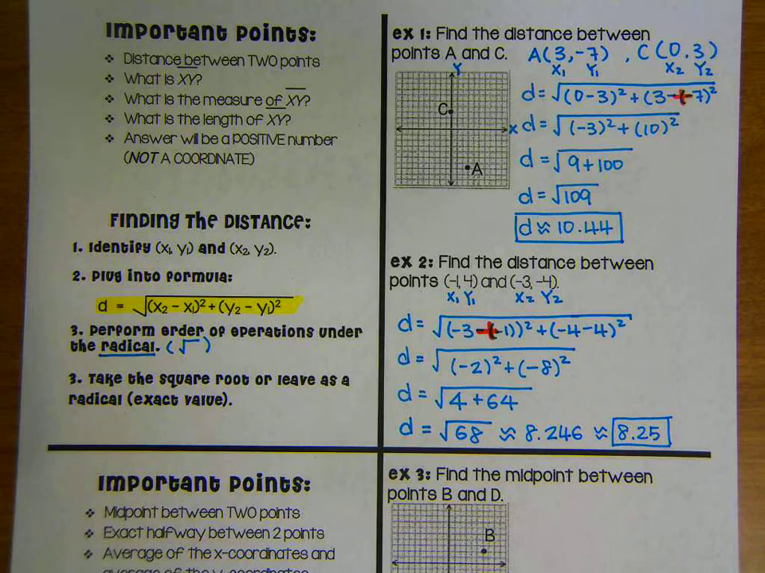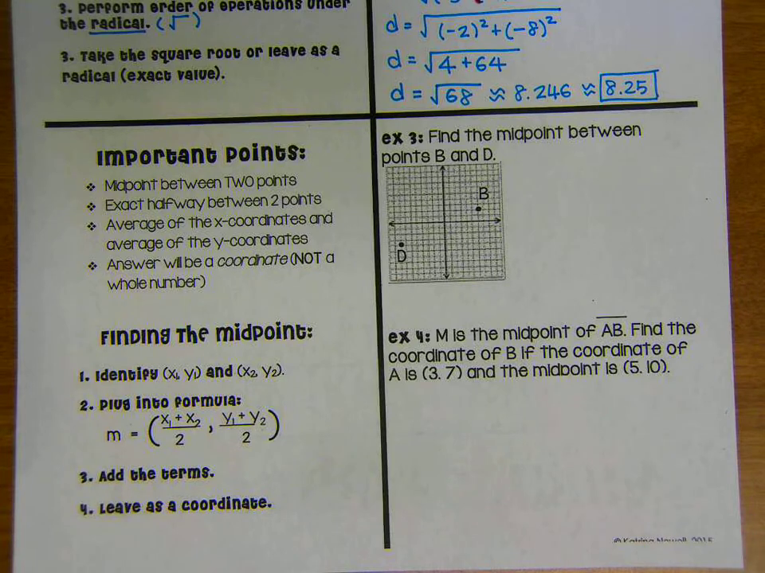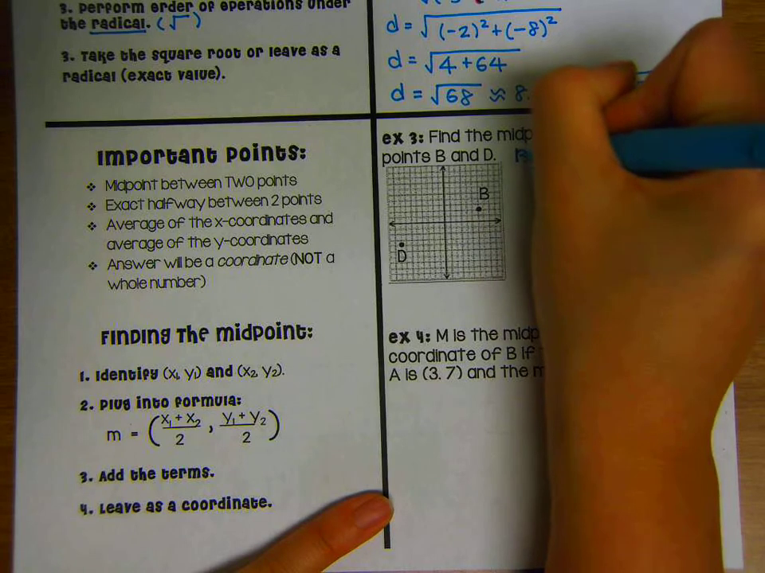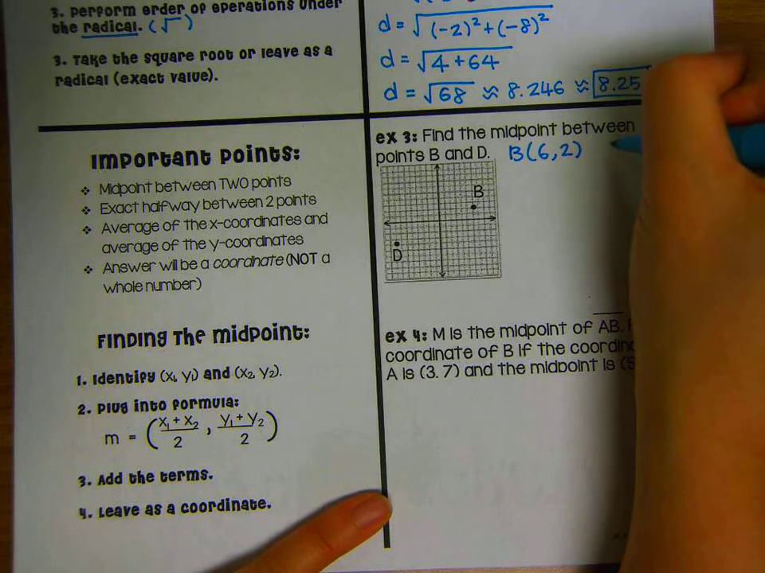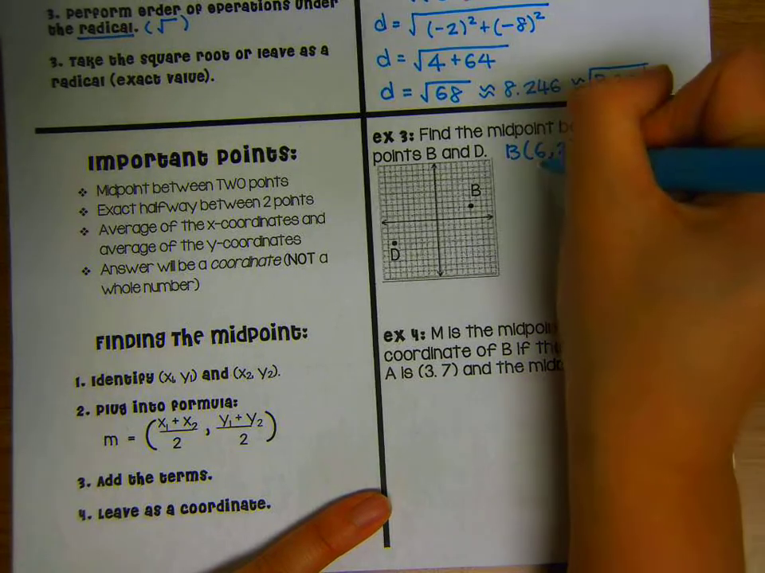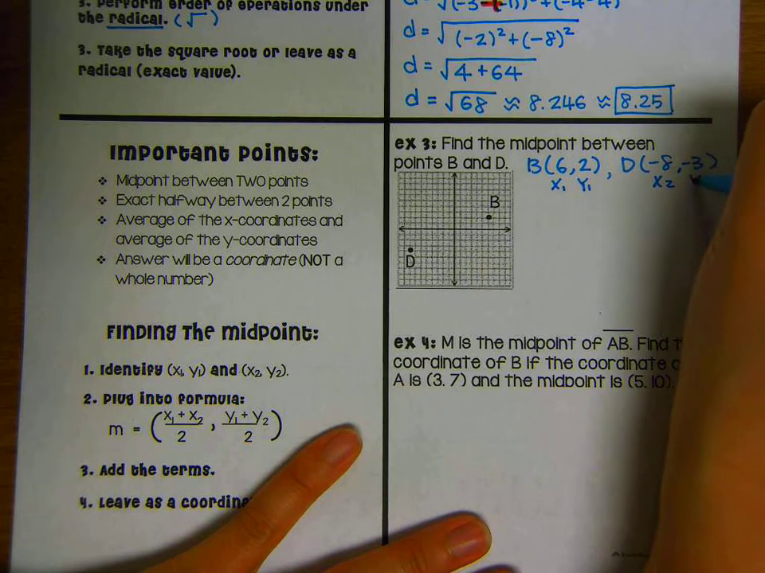Alrighty. Next is about the midpoint. Same thing. We have to find x1, y1, x2, and y2. So let's find the coordinates of point B. B is 6, 2, and point D is negative 8 for the x coordinate, and the y coordinate is negative 3. And I'm going to label it again: x1, y1, x2, and y2.